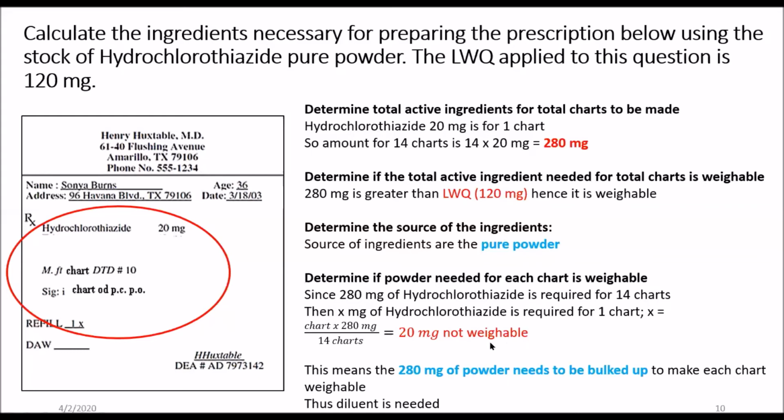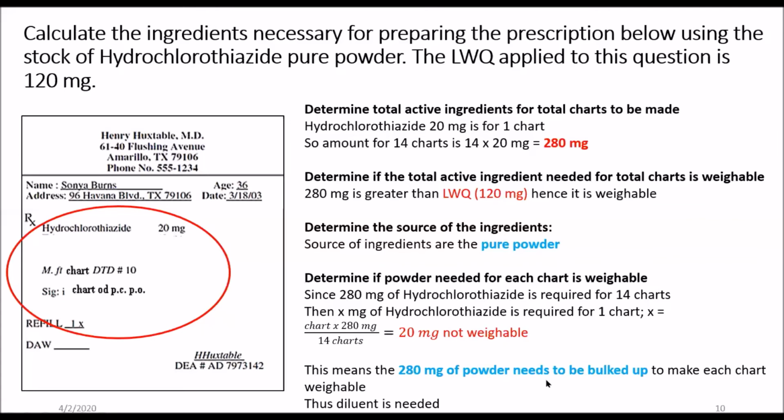This is not weighable. Therefore, we are going to have to bulk up this 280 milligrams such that when we weigh or wrap each individual chart, it is weighable. As it is now, if we divide 280 milligrams by 14, we will not get a weighable amount. 20 milligrams is way less than 120. So we're going to have to bulk it up.